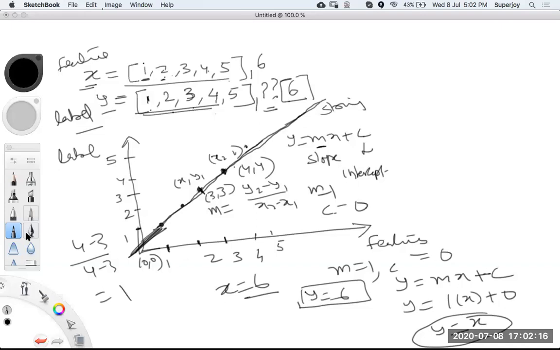If you extend this line, guys, this will pass through this 0, 0. That means 0, 0. What is C exactly? C is exactly at what distance this is cutting the y-axis. And because this is passing through the origin, that means C is equal to 0, right? So that is there.